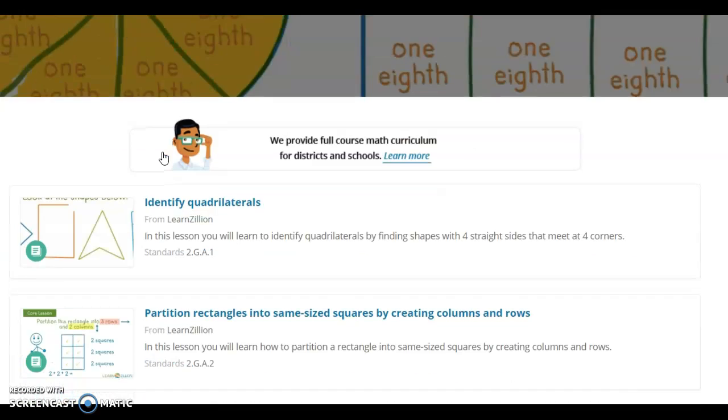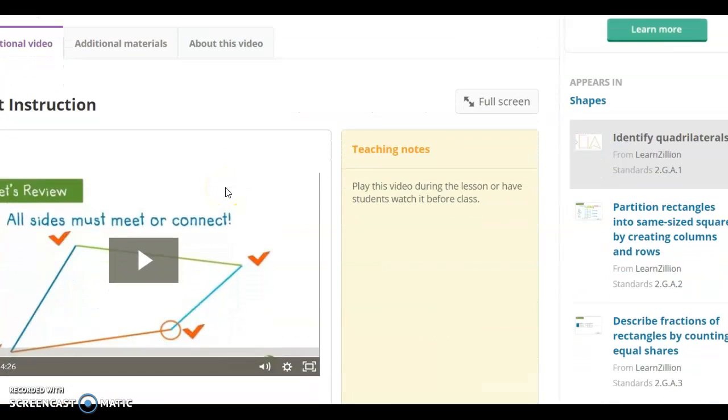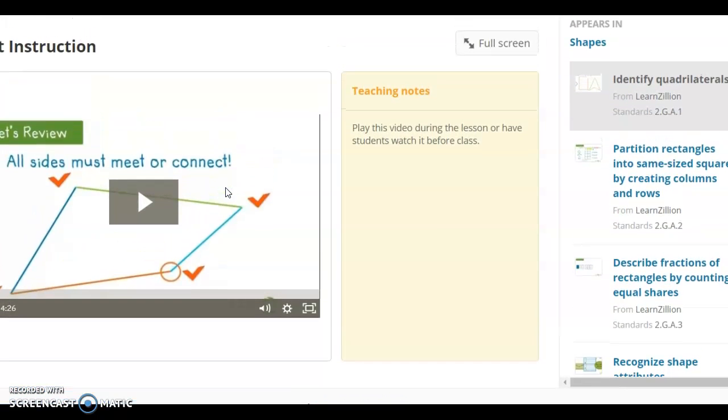The first video is identifying quadrilaterals, and I'm going to pick that one because that is one of the things that we learn in fourth grade. This video, it tells you, is 4 minutes and 26 seconds long. It starts by identifying what a quadrilateral is and has students identify a quadrilateral out of a group of shapes. It points out it cannot have curved sides and must be closed. It also shows what shapes are quadrilaterals and which are not.